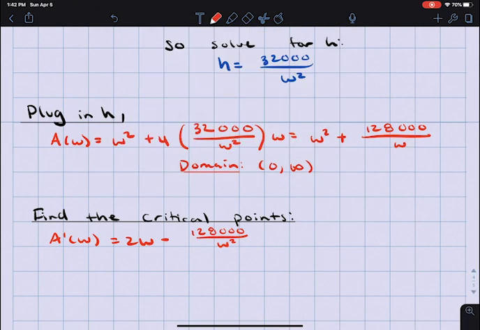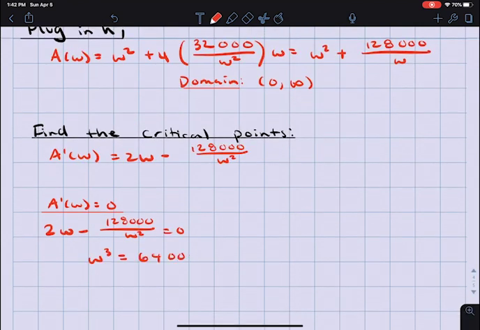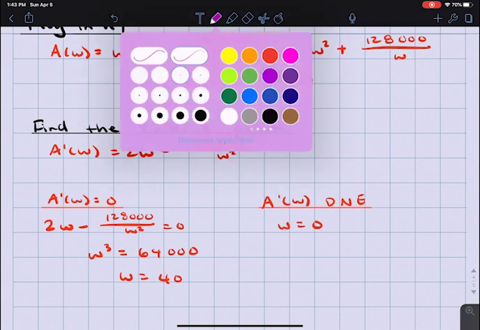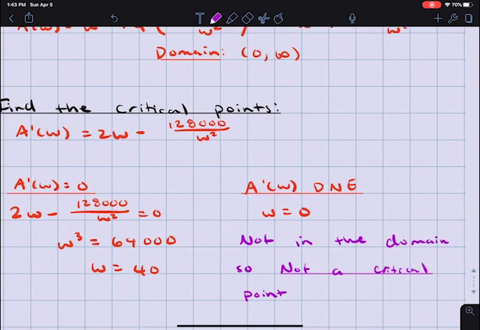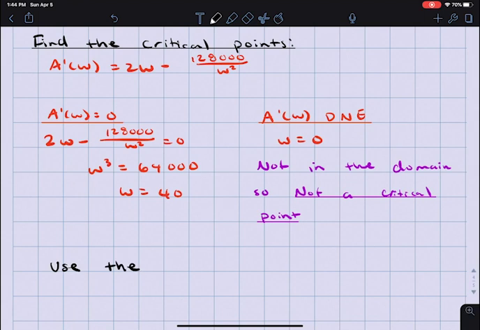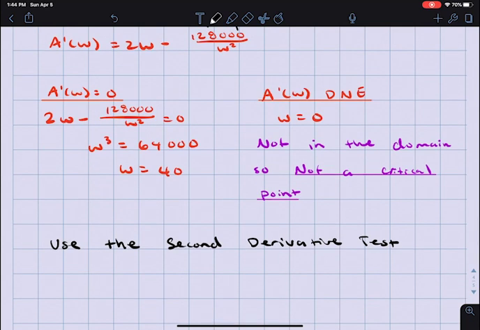We start out by finding the critical points. In this case, A prime will only be 0 if w equals 40. Notice that A prime will not exist when w equals 0, but that's not in the domain, so it's not actually a critical point. So this is the step that differs from a lot of what we did in 4.1. Since we have no endpoints to plug in, we need to do something more sophisticated in order to figure out if our critical point is truly an absolute minimum.